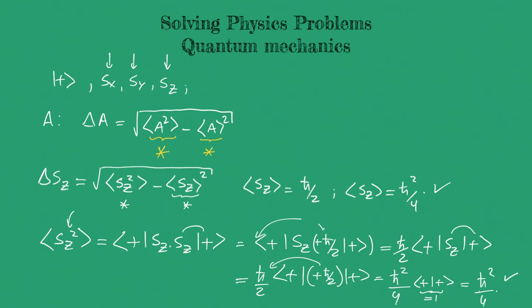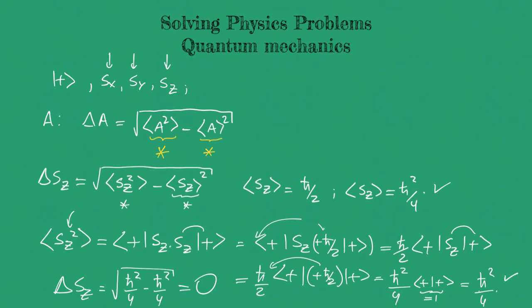Then if we plug back the value for the first term and the value for the second term, we end up with the uncertainty associated to a measurement of Sz on the ket plus given by the square root of h bar squared over 4 minus h bar squared over 4. It's equal to 0. Well, this result is expected because there is only one possible result, hence there is no spread in the results of the measurement.